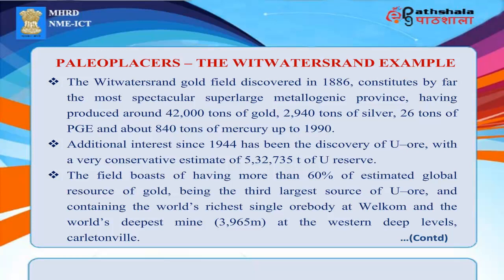The Witwatersrand gold field, discovered in 1886, constitutes by far the most spectacular super large metallogenic province, having produced about 42,000 tons of gold, 2,940 tons of silver, 26 tons of platinum group elements, and about 840 tons of mercury up to 1990. Additional interest since 1944 has been the discovery of uranium ore, with a very conservative estimate of 532,735 tons of uranium reserve.